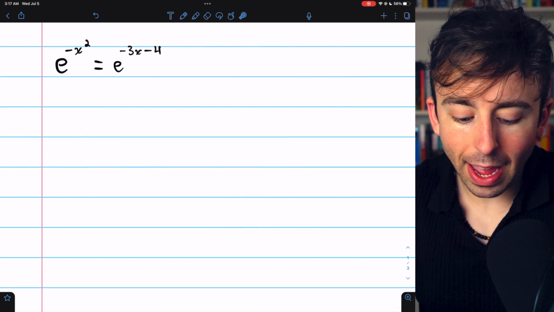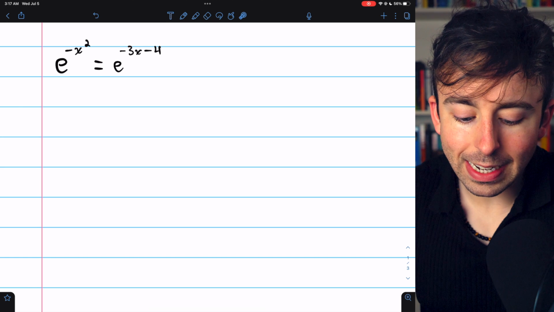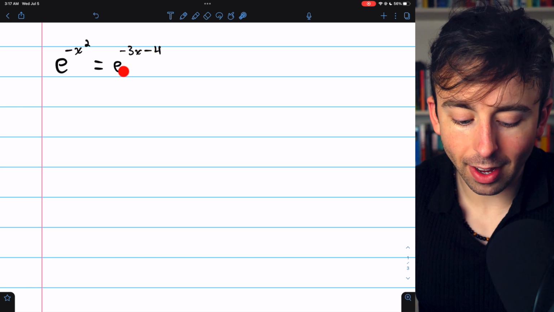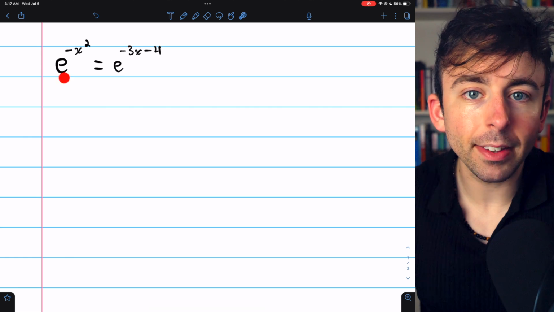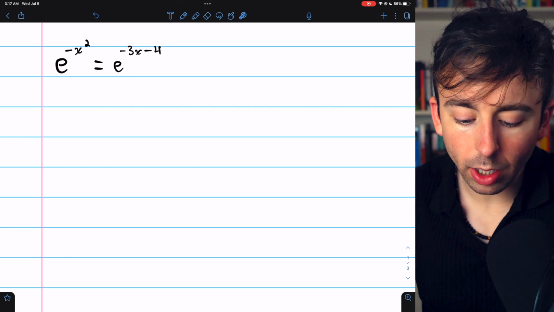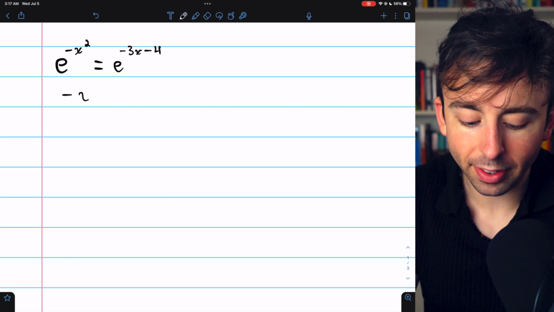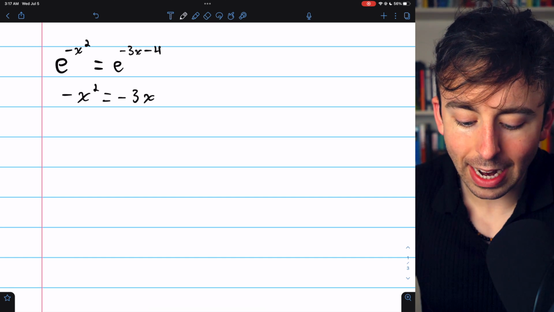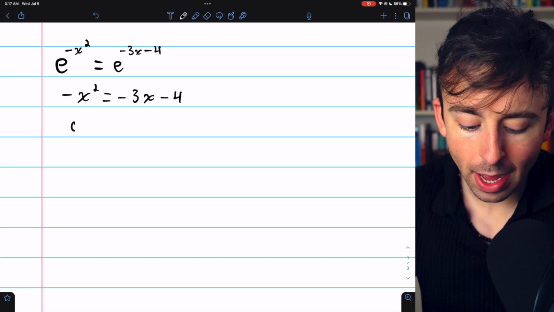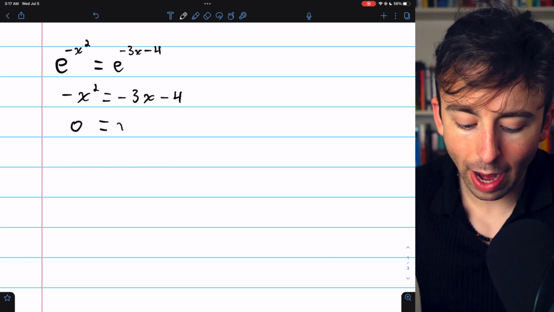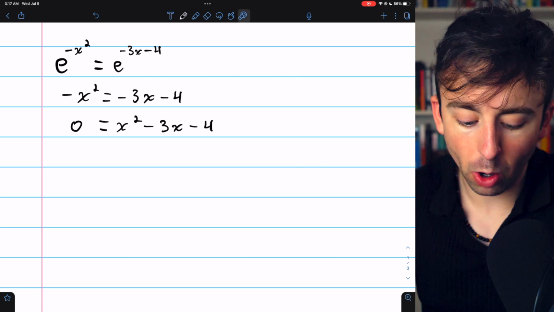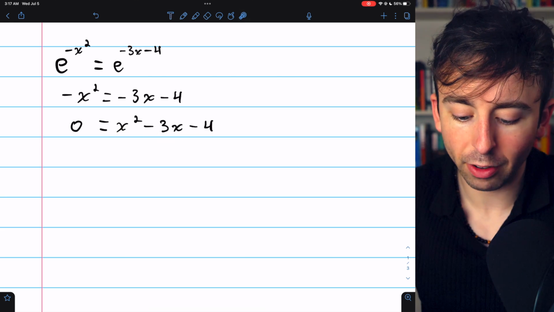e to the negative x squared equals e to the negative 3x minus 4. Because the left and right sides have the same base, the only way they can be equal is if their exponents are the same. So we can set negative x squared equal to negative 3x minus 4. Then we can add x squared to both sides of the equation, and this is just a quadratic that we have to solve now. 0 equals x squared minus 3x minus 4.